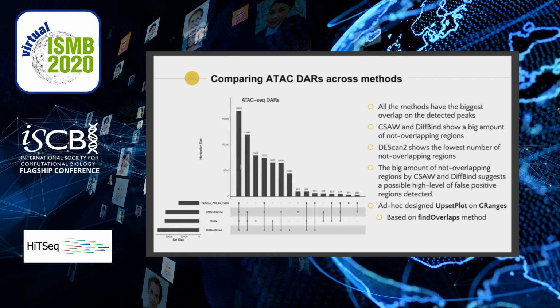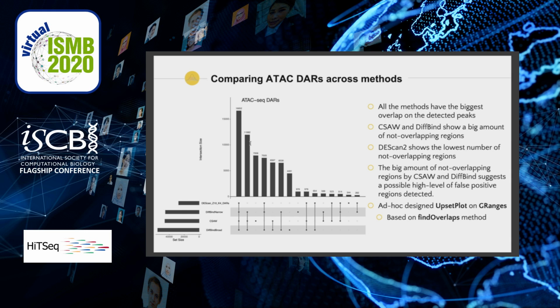Here with this upset plot, we are representing the differential accessible regions computed across the methods. So we have Scan2, DiffBind with narrow peaks, DiffBind with broad peaks, and CISO. The good part is that all these methods are able to catch the biggest number of differential accessible regions altogether.